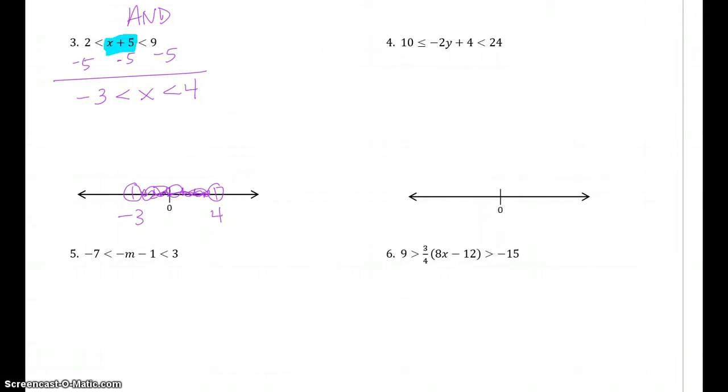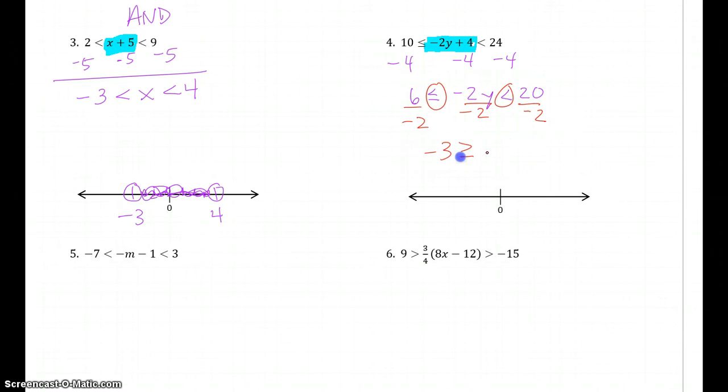Number 4. Again, we want this middle piece to be isolated. So we are going to subtract 4, and we get 6 is less than or equal to -2y is less than 20. We are going to divide everything by a -2. And when you do that, make sure you flip these signs. So be careful when you're placing these on the number line. -10, -3, -10 is more negative, okay? And if we want y's greater than -10, and y's less than or equal to -3, we're going to have a solid dot, and then they shade together because it is an and problem.